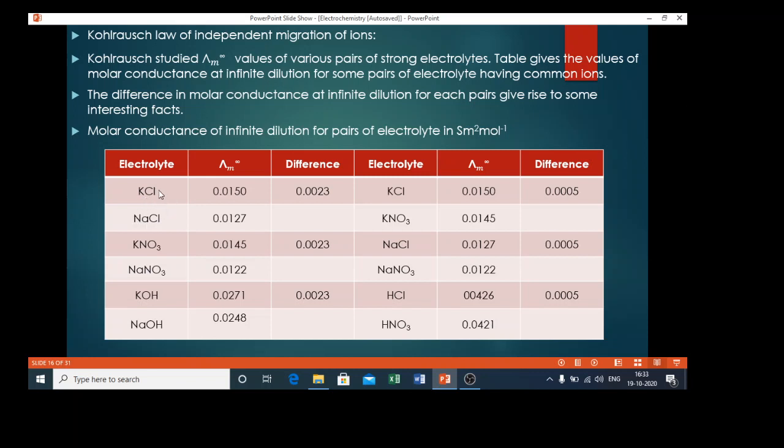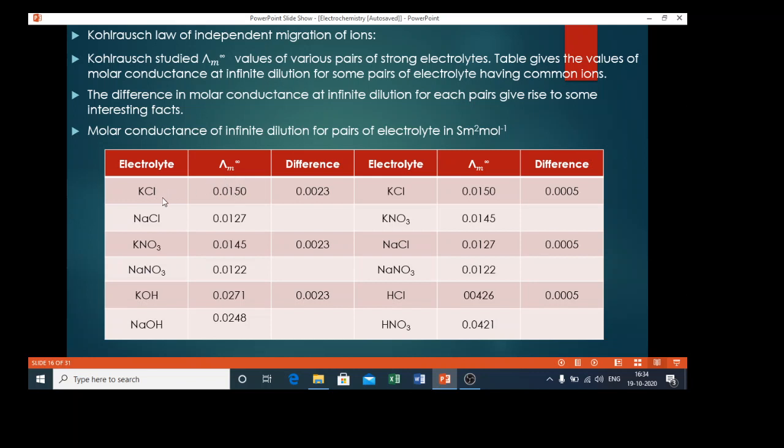In this, Cl⁻ is common, but the cations are different. In the second pair, the nitrate ions are common, and potassium and sodium, the two cations, are different. In the third pair, hydroxide ion is the common anion and the cations are different. Its molar conductance at infinite dilution values, λm infinity, are given.